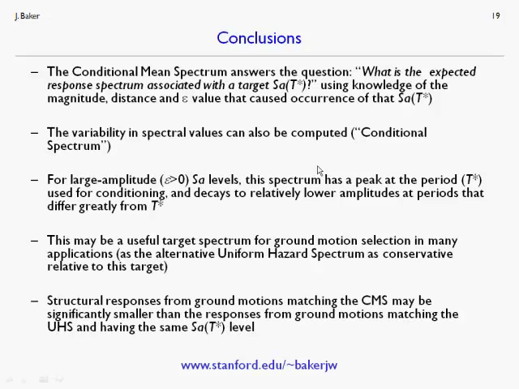Because of that difference in the amplitudes, we generally see that conditional mean spectrum matched ground motions tend to produce smaller levels of structural response in our buildings or in our engineered systems than ground motions matching a uniform hazard spectrum. That's going to depend somewhat on the sensitivity of the structure you're analyzing to different properties in the ground motions, but in some cases the difference can be quite significant.